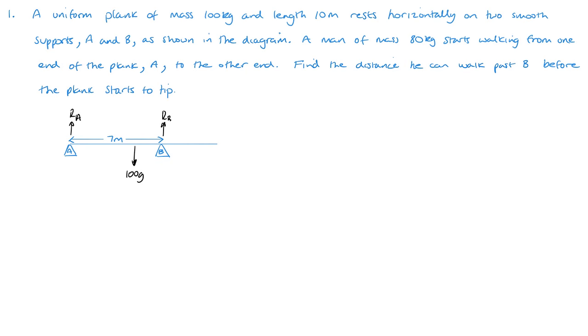Okay, so as he's walking along here, it's fine, and once he gets on this section, his weight's going to pull it down and it's going to start tipping at A. So what we're looking at is the man's mass is over here, 80g, and we're looking at the point where RA equals 0, and what that distance is. So we want this distance, past B, isn't it? So we want this distance here.